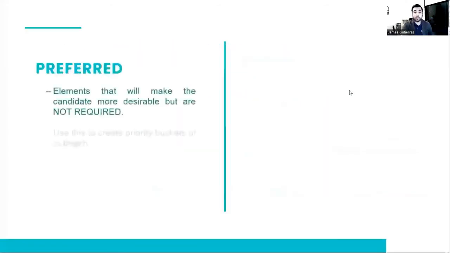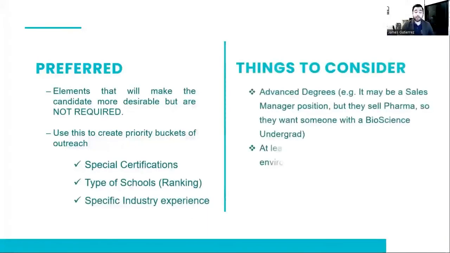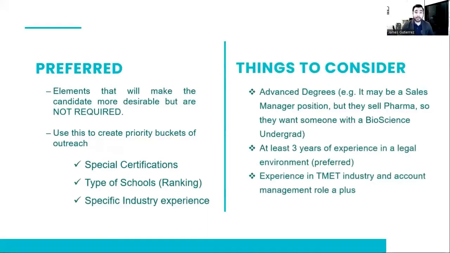After requirements, we go to preferred. Now, the preferred qualifications can be listed various ways as well on a job description. For example, it could be indicated as preferred next to that particular qualification. It can also have is a plus, would be an advantage, is desired. Basically, preferred qualifications are elements that will make a candidate more desirable but are not required. This is what we can use to create priority buckets for our outreach to candidates. This could include special certifications, types of schools or rankings, specific industry experience.